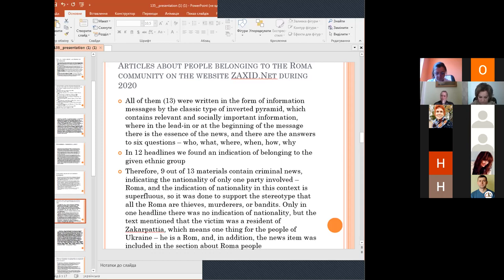Only in one headline, there was no indication of nationality, but the news item was included in the section about Roma people, as the victim was a resident of Zakarpattia, and for Ukrainians, this means that probably he was Roma.